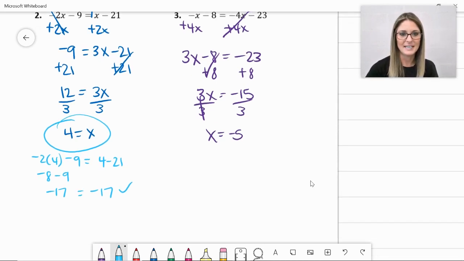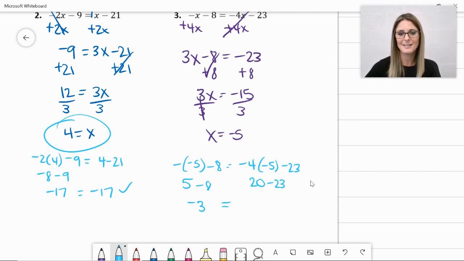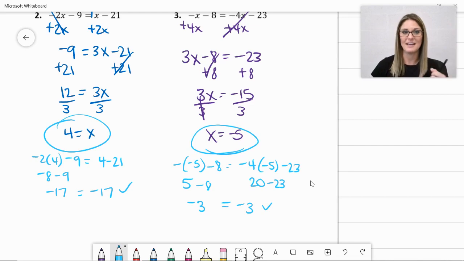Squeeze it on here. Let's see. Now, careful. Our original equation was negative x. So there's a negative, and then I'm plugging in my x value of negative 5. Equals negative 4 times x minus 23. So the negative 5 makes a positive 5. Minus 8 is negative 3. Let's see if the right side equals negative 3. Negative 4 times negative 5 is positive 20. Minus negative 23. It does. They equal the same thing on each side when x is negative 5.